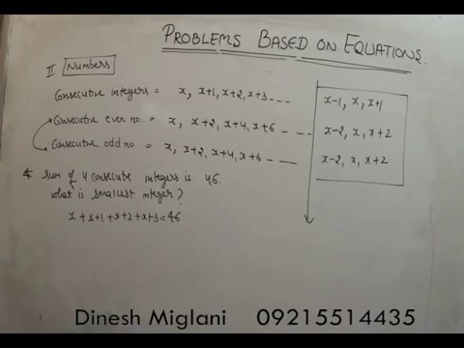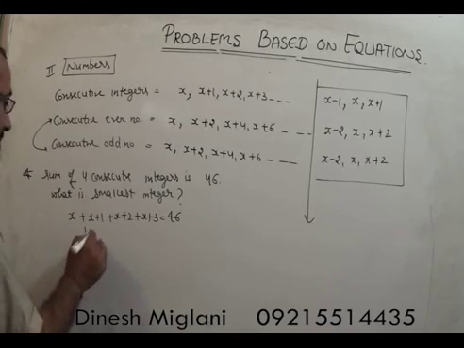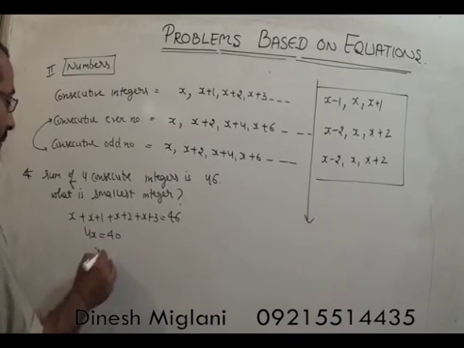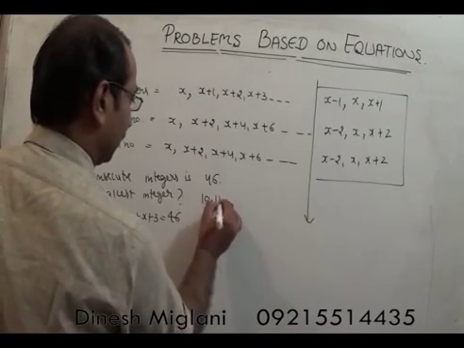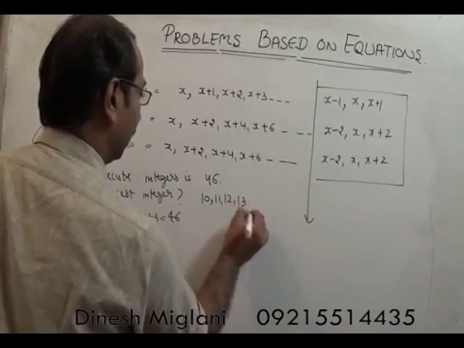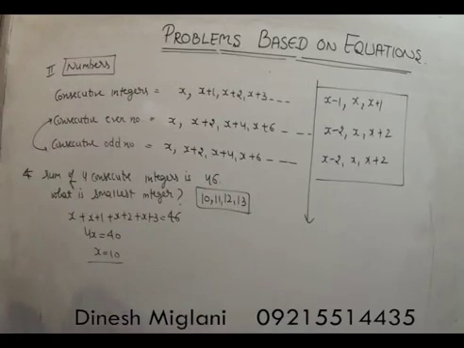Then I can make the sum 4x is equal to 40, so x is equal to 10. So my smallest integer is 10, the second one is 11, then 12 and then 13. It becomes my answer. If I take my smallest integer to be 10, the second would be 11, then 12, then 13. We are in a position to get our answer.